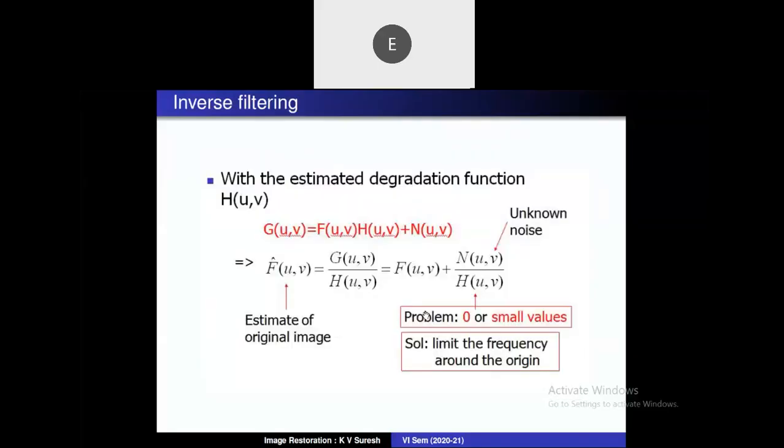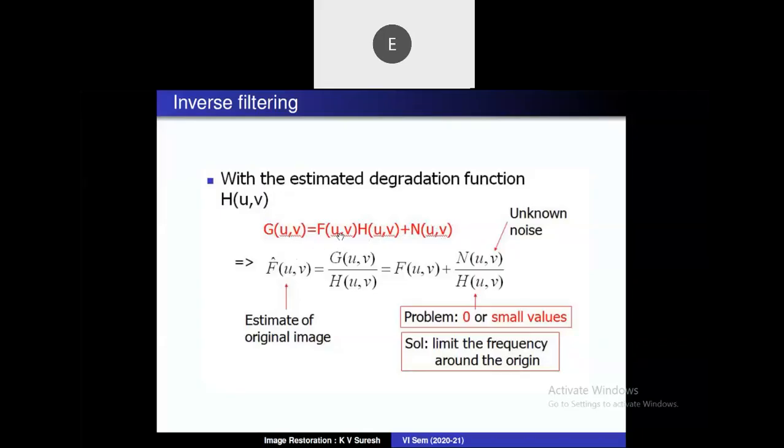Okay, so what next? We have estimated the blur now, assuming that there is no noise. But if there is also noise, the model looks like this. All of us have understood this. G is F into H plus N. This is when noise and blur, both of them are there. When blur is not there, that means this term is missing, it is only F plus N. When noise is not there, it is just F into H. But when both of them are there, the model will be this.